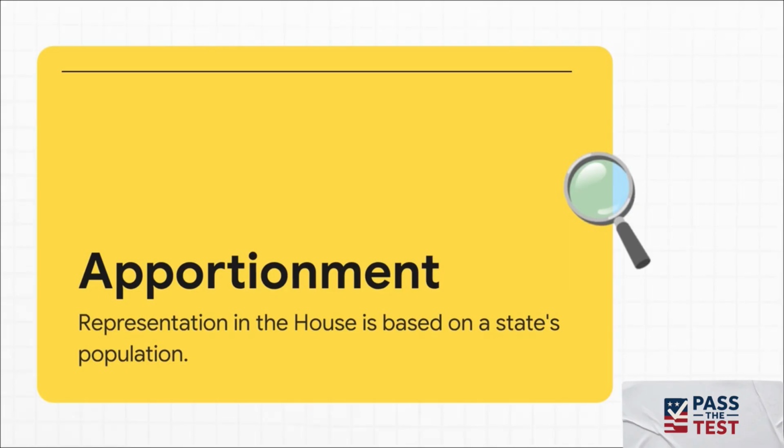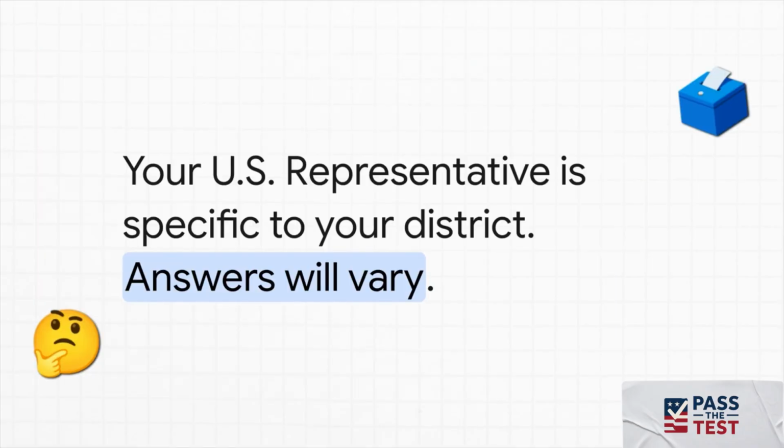So that brings up a really good question, right? Why do some states have more representatives than other states? It all comes down to a concept called apportionment. Basically, it just means that representation is based on how many people live in a state. More people means more representatives. Simple as that. Okay, this next question is all about you. Name your U.S. representative. Now, obviously, I can't answer this one for you because it totally depends on where you live in your specific congressional district. So the answer is going to be different for everyone.